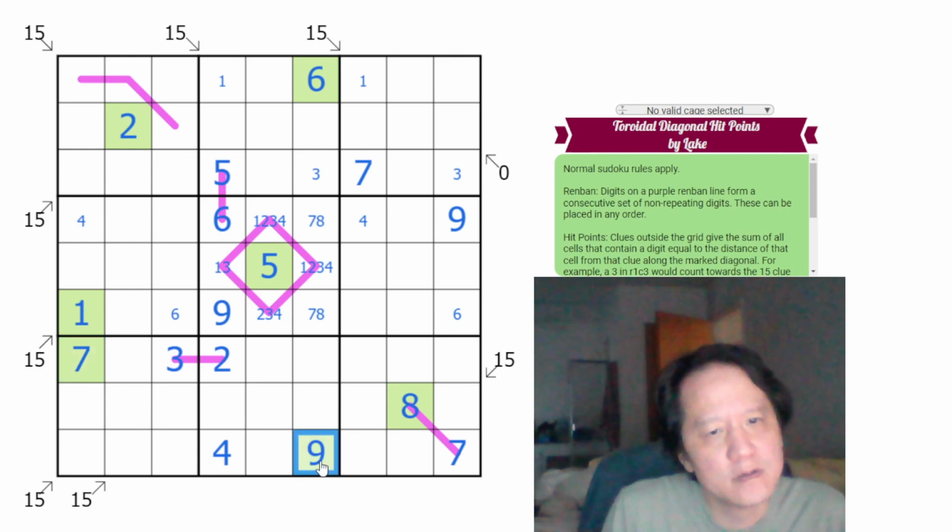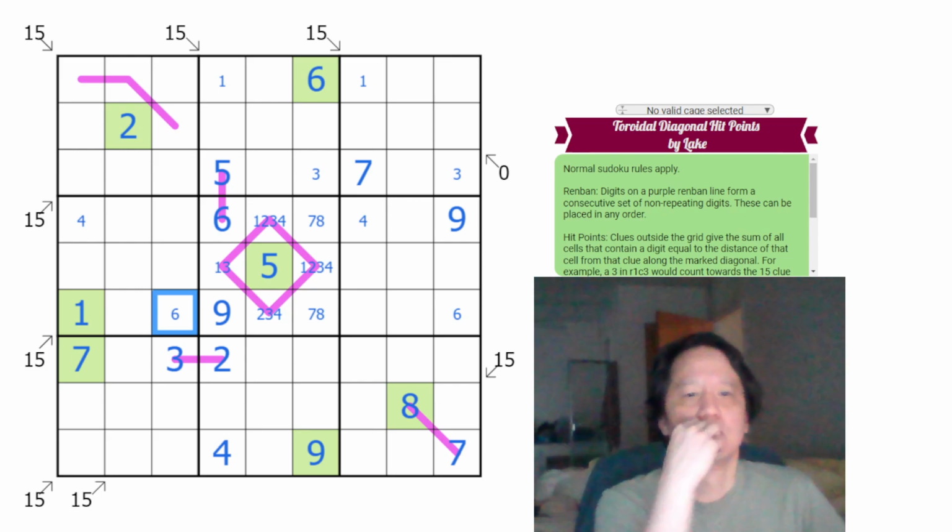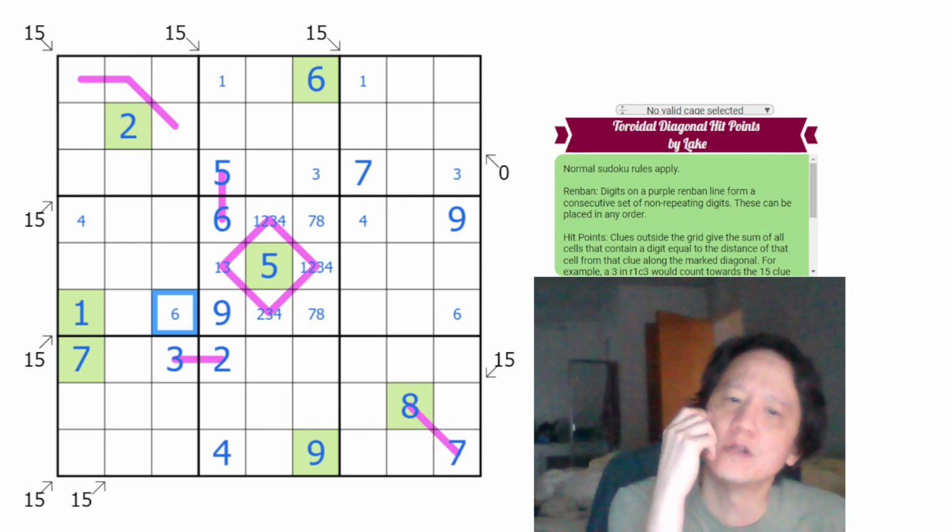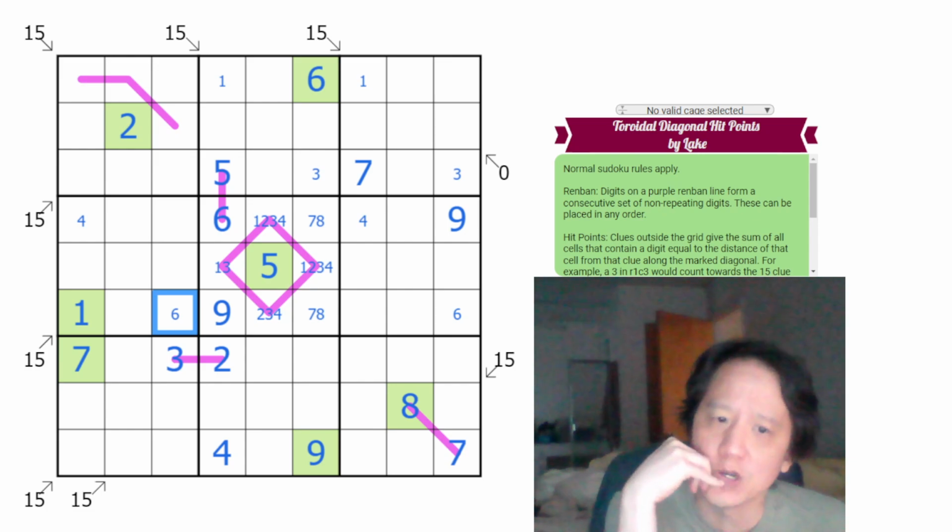Wait. It has to be 6 and 9, right? What else? It cannot be 1, 3, 9. It can't be 1, 4, 9. It can't be 1, 6. It has to be 6 and 9 there.